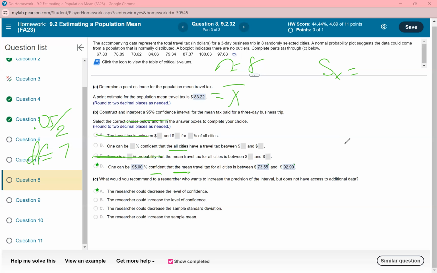And what would you recommend to researchers who want to increase the precision of the interval, but do not have access to additional data? So they would want to decrease their level of confidence then. Again, remember, if you decrease the level of confidence, it shortens your confidence interval, makes it more narrow if we want to narrow in. But if we want to expand it out, then we want a larger confidence interval.